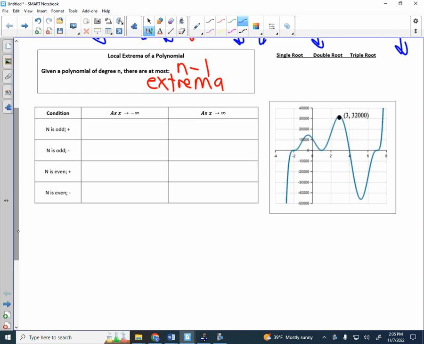Good. Here's the second thing we want to learn today. We're not going to fill out this piece. I've learned it's really not important. But we need to learn about single roots, double roots, and triple roots. And single roots look like this.